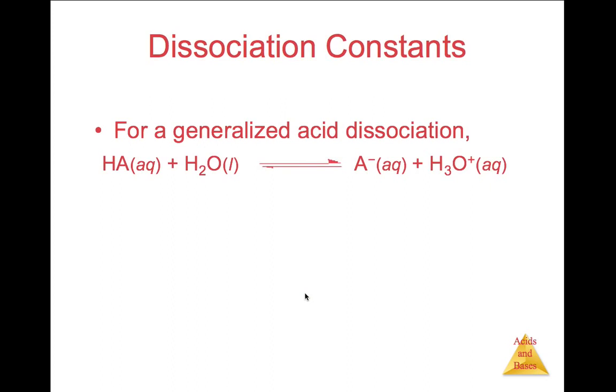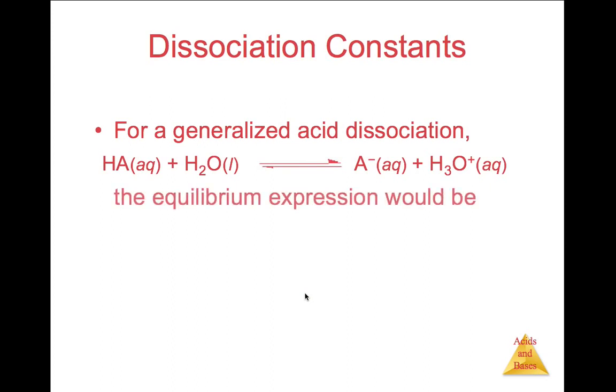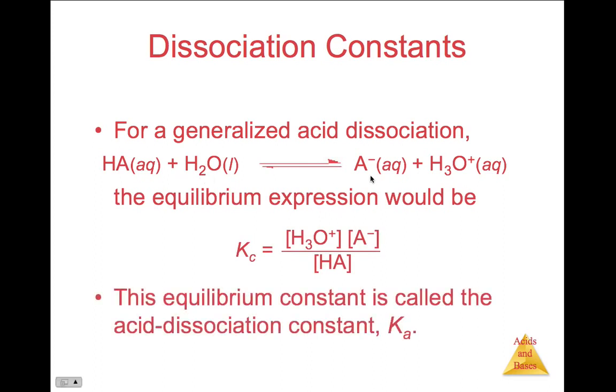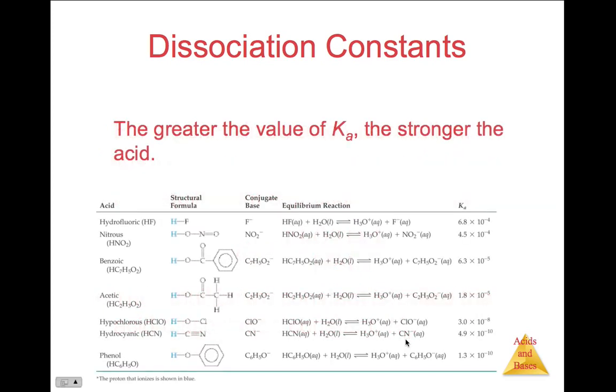For a generalized acid that's weak, we can write the generalized equilibrium expression by saying the acid will react with water, and we'll get A minus and H3O plus. The acid releases its proton and gives it to the water. And we can write the equilibrium constant expression as H3O plus times A minus divided by HA. This equilibrium constant is now renamed, and it's called the acid dissociation constant. And so instead of calling it K sub C now, we call it K sub A. K sub A for acid. Guess what? We do the same thing for bases. We'll see in a few slides.